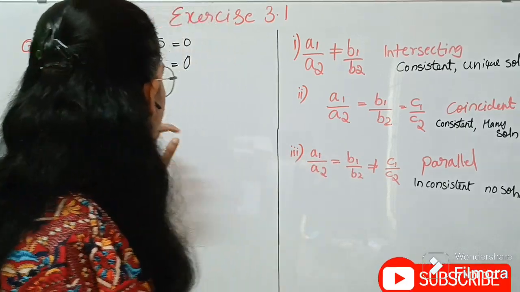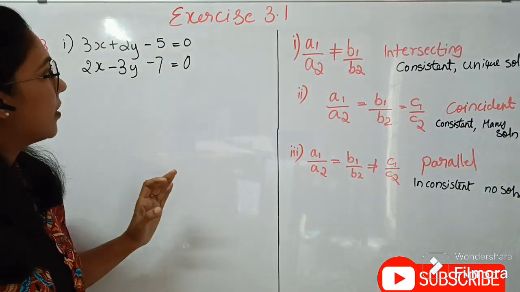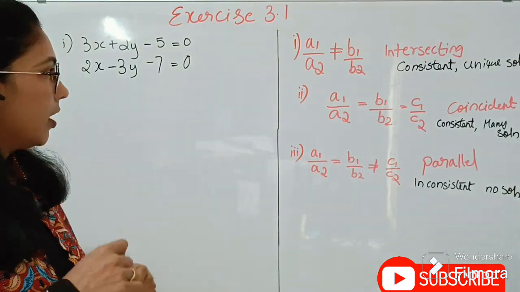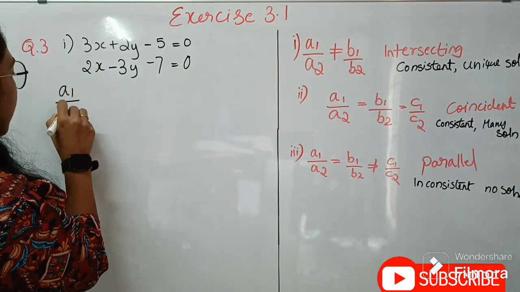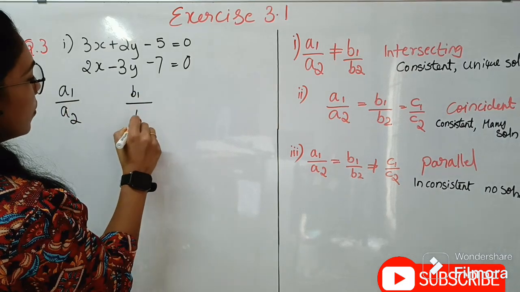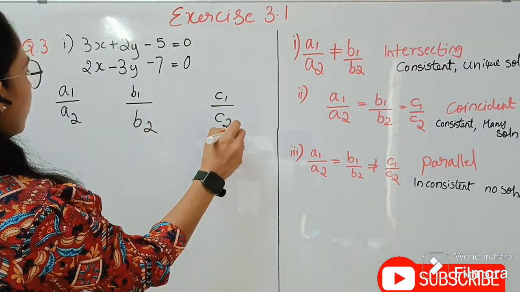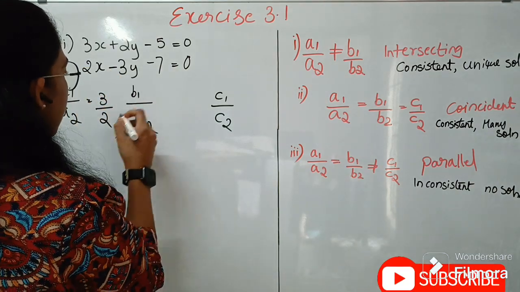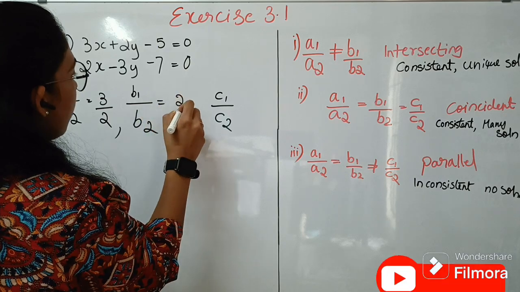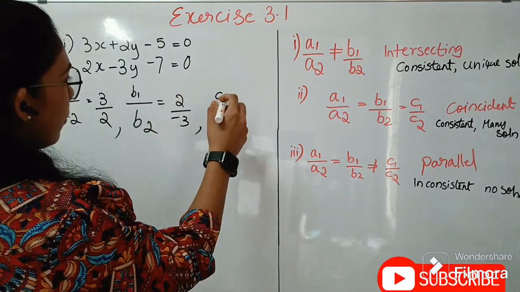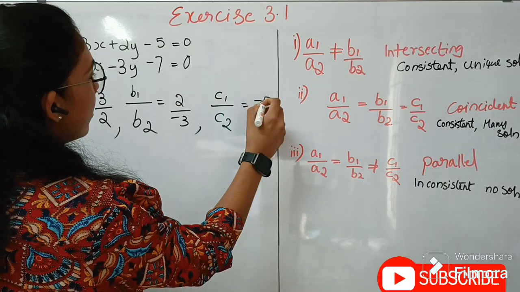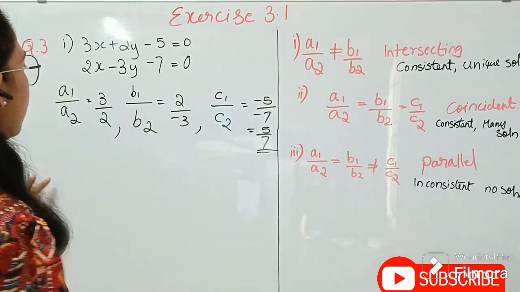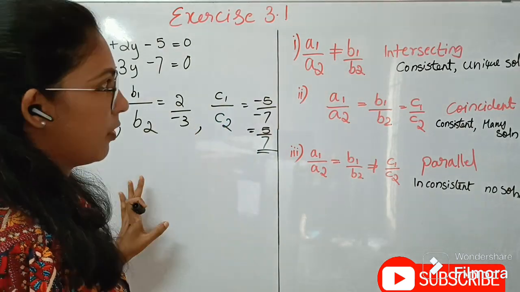Okay, so the first question is 3x plus 2y minus 5 is equal to 0 and 2x minus 3y minus 7 is equal to 0. As usual, we have to find out a1 by a2, b1 by b2 and c1 by c2. So a1 by a2 is 3 by 2. Then b1 by b2 is 2 by minus 3. Then finally c1 by c2 is equal to minus 5 by minus 7, which is equal to 5 by 7.